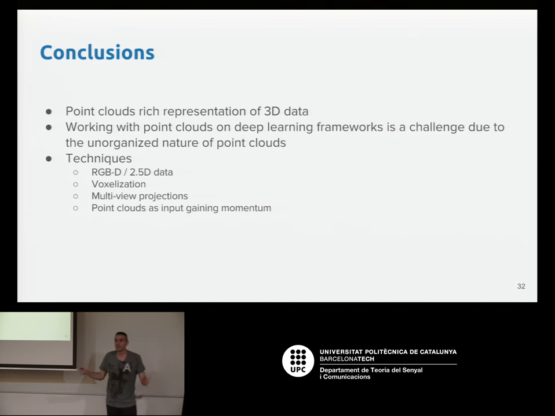Okay, and that's it. My conclusion is that, remember, a point cloud is a representation of the 3D structure of a scene. Working with point clouds in a deep learning framework has some challenges. And the techniques are at least these four: to use RGB data, to voxelize, to do projection, or to use point clouds, but you have to be clever in that sense. And that's it. Any questions?